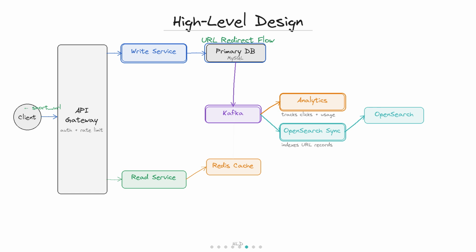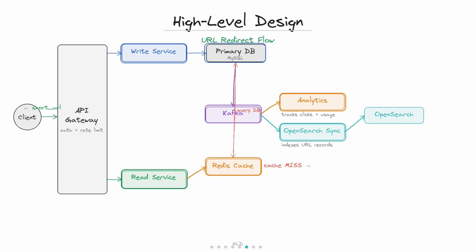Now the redirect flow. The client requests a shortcode. The API gateway routes it to the read service. The read service first checks Redis. If there's a cache hit, which will be the case for the vast majority of popular links, it returns the long URL immediately and sends back a 302 redirect. No database involved. If there's a cache miss, it queries the primary database, populates Redis, and then redirects.